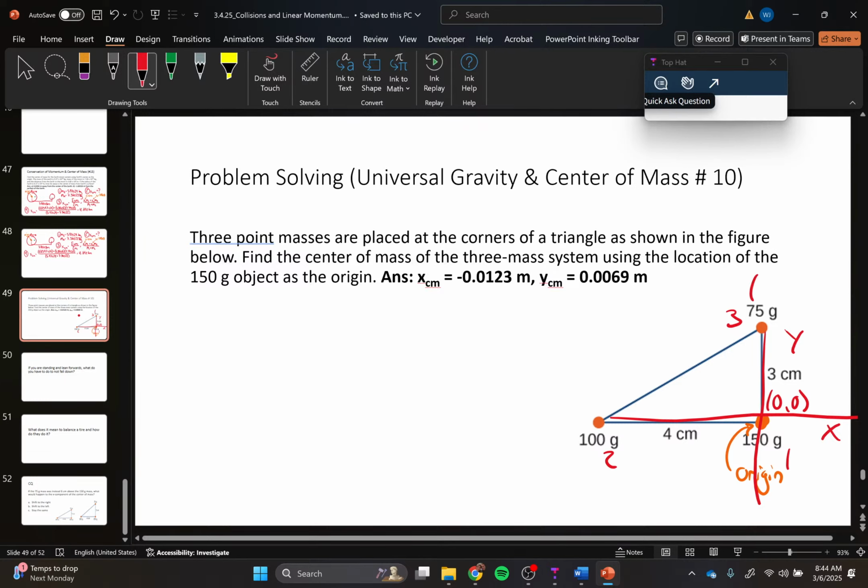What about object 3? How left, right is that object? 0. If you really want, you can make it -0. What's my y coordinate? 3.